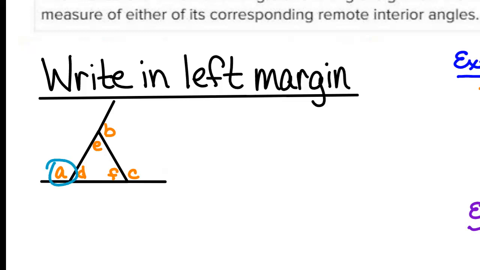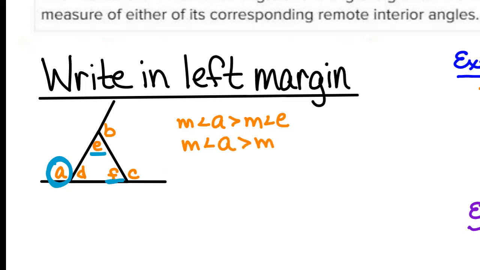Is angle A over here an interior angle or an exterior angle? Exterior. It would have to be bigger than the two remote interior angles. What are the remote interior angles for angle A? E and F. So the measurement of angle A is greater than the measurement of angle E. The measurement of angle A is greater than the measurement of angle F.